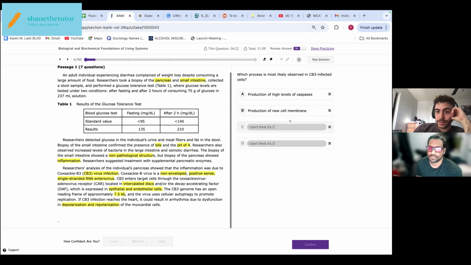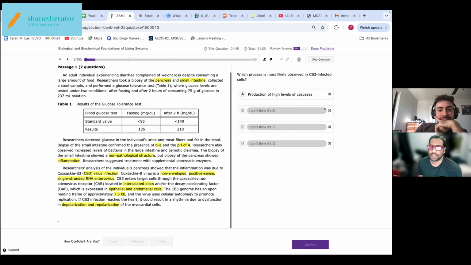I don't know what caspases are. Okay. So I think it would make new cell membrane. So why did we eliminate C and D? Because it talks about replicating and making something. All right, and what's B talking about? Making something.